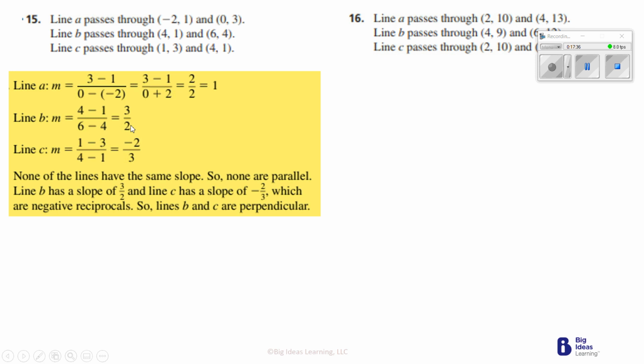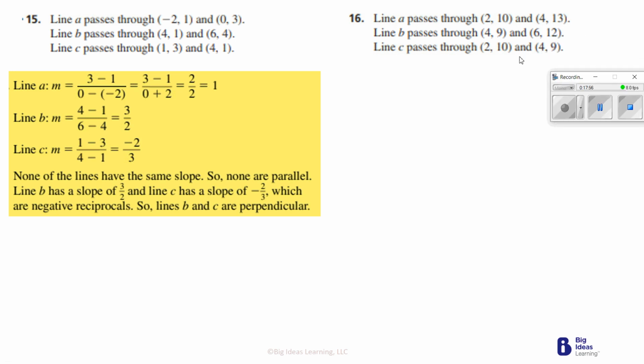Because they are the negative reciprocal, okay? So let's see. None of these lines have the same slope, so none are parallel. But line B has a slope of 3 over 2, and C has a slope of -2 over 3, which are negative reciprocals. So line B and C are perpendicular. All right, you have 16 to do on your own.